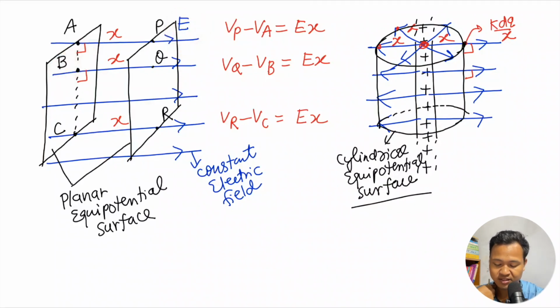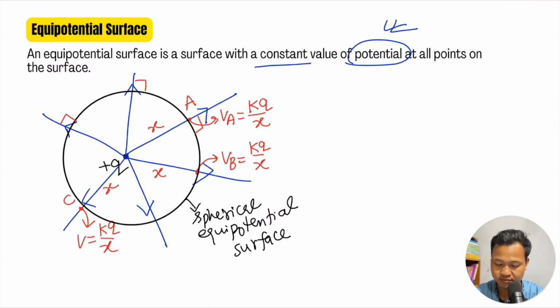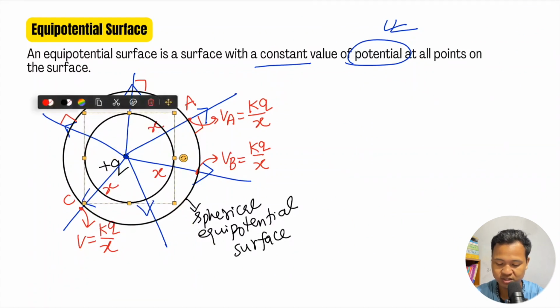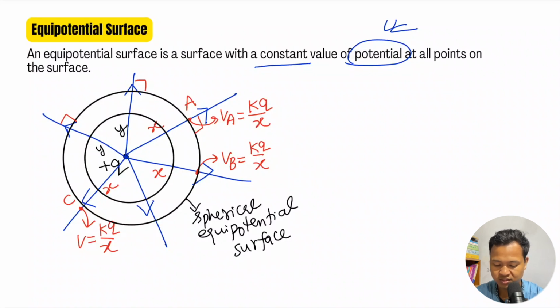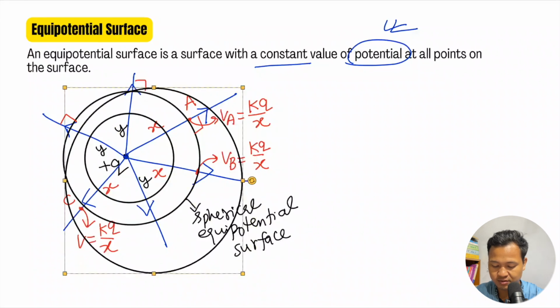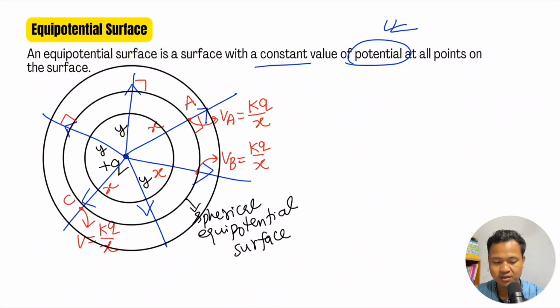Now suppose I draw another sphere, which is also an equipotential surface. All of these points are at a distance of y from the charge. So you will have many equipotential surfaces, like this. These are spherical equipotential surfaces, and the electric field is directed perpendicular to them.